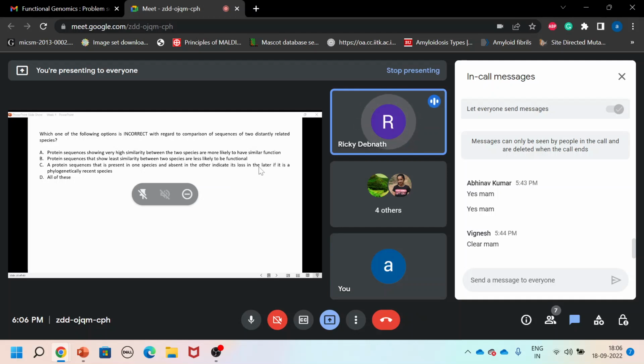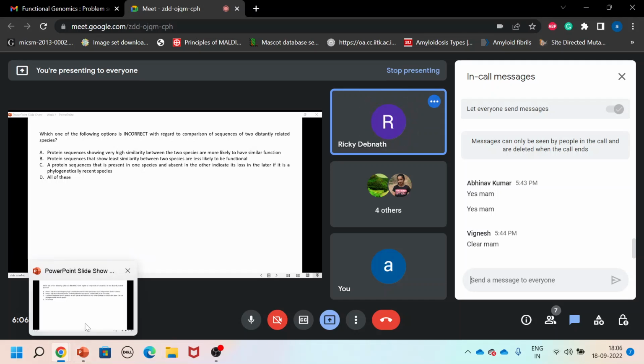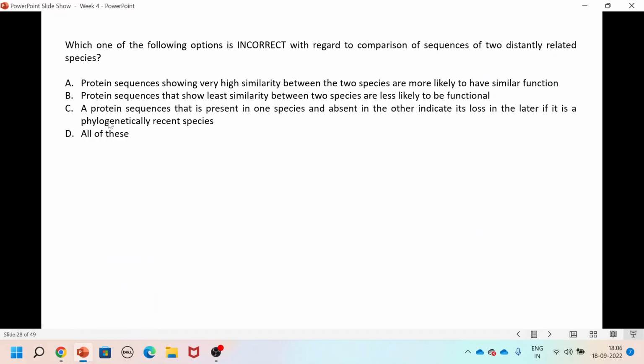I can say that A and B are correct statements, but C, I think so. Okay. So for protein sequences, we know that very high similarity are more likely to have a similar function. Similarly, protein sequences that have the least similarity between two species are less likely to be functional, right? The next option is a protein sequence that is present in one species and absent in the other indicates its loss in the latter if it is a phylogenetically recent species.